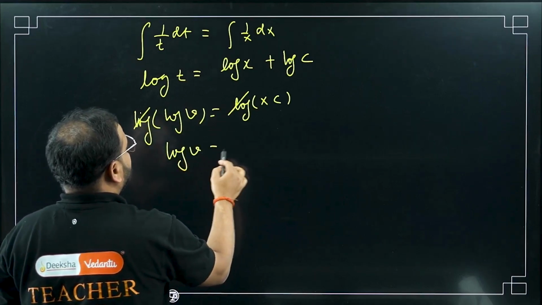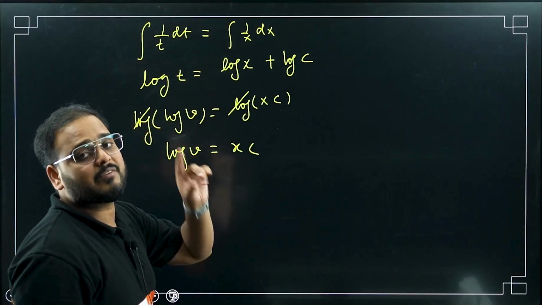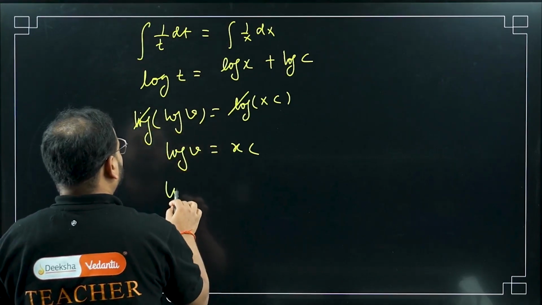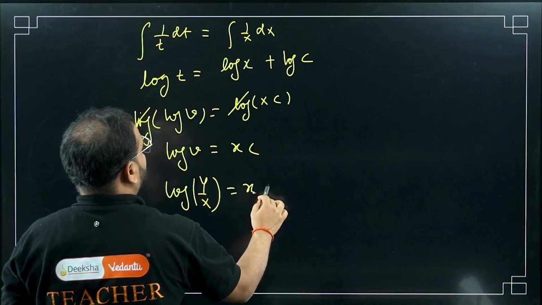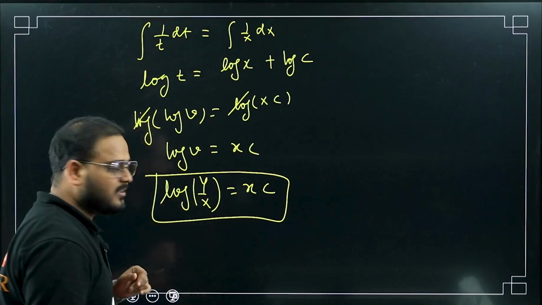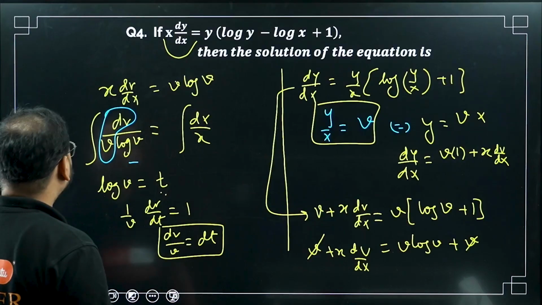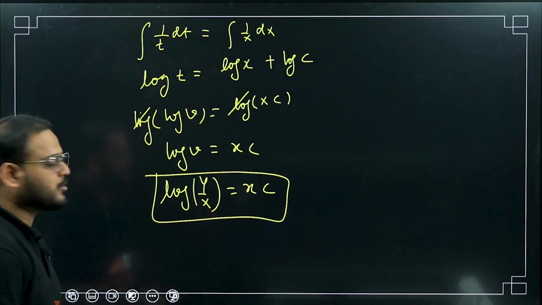So I get what? Log v equals xc. What is the v value? Is it the variable they have given? No, sir. They have given y by x. So I'll write it like this, sir. Log y by x equals xc. My final answer. Have they given anything to find out the c value? They have not. So this is my final answer. Log y by x equals xc.